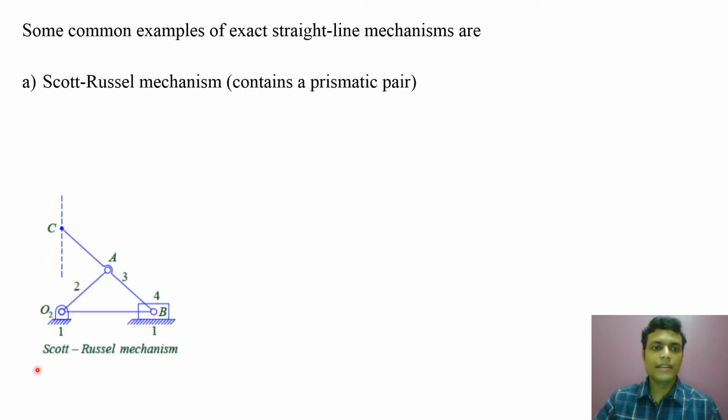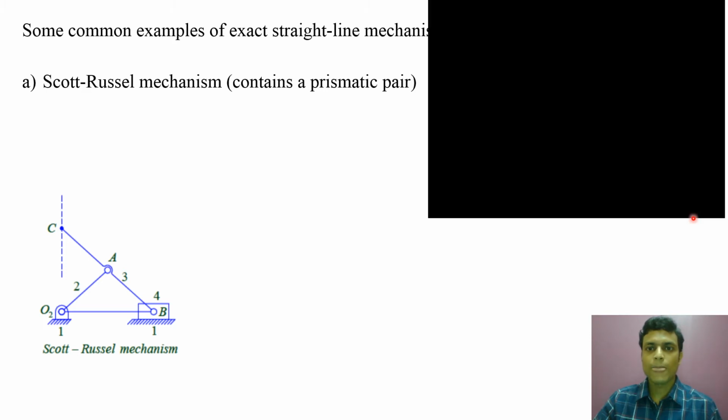This is the kinematic diagram of a Scott-Russell mechanism. This is a 4-link mechanism. Link 1 is fixed. This is link 2, O2A. BC is link number 3 and the slider is link number 4. Now the point C on the link BC will generate an exact straight line. So the entire path of C is a straight line. So let us see the animation.